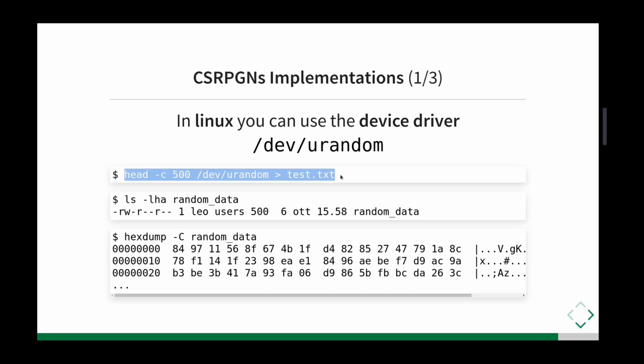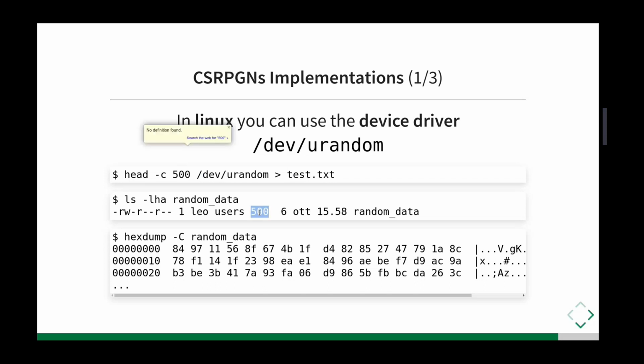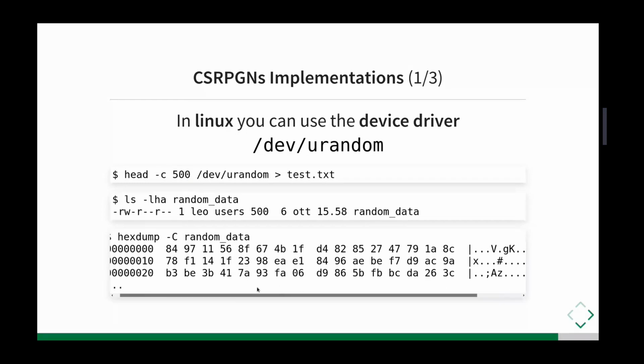With this command, you are creating test.txt, putting in that file 500 random bytes, which are constructed through cryptographically secure generators, also using sources of entropy. And then you can get the size. The size is perfectly 500. You can change this number to whatever you want. If you do an xxd dump, you see a bunch of random bytes.